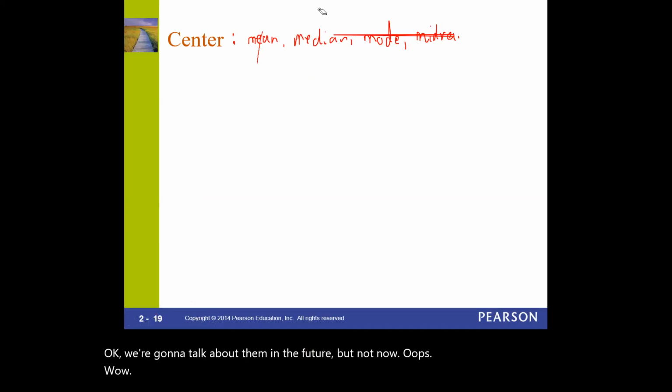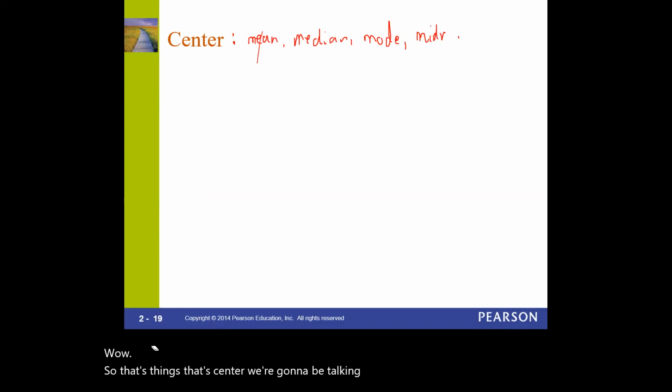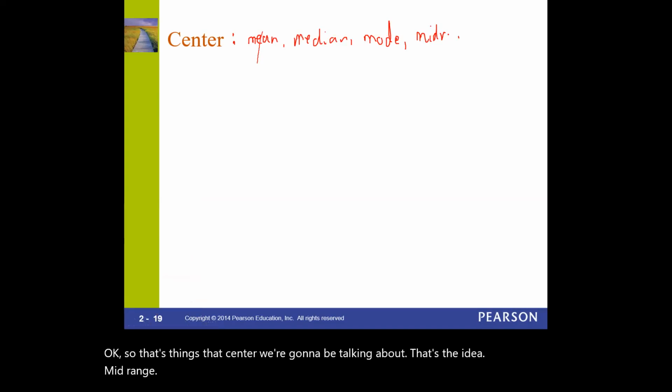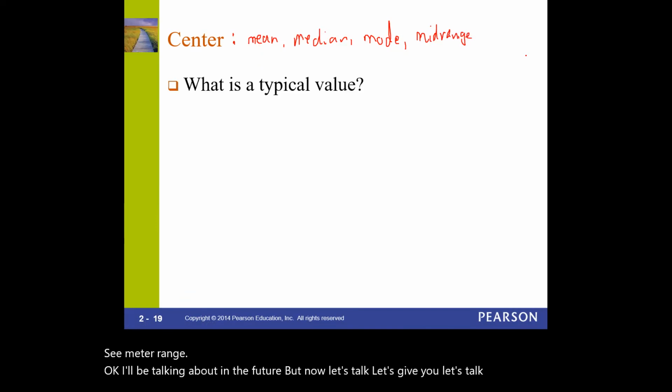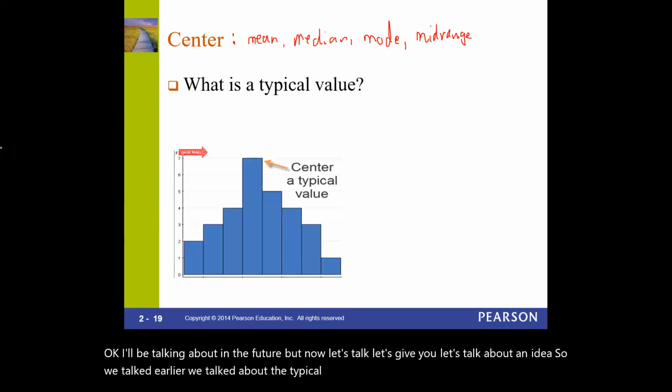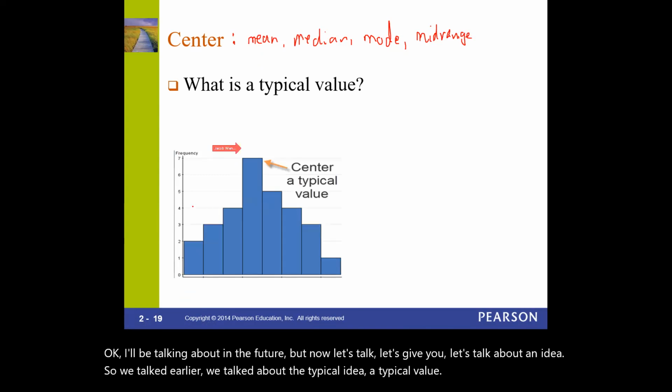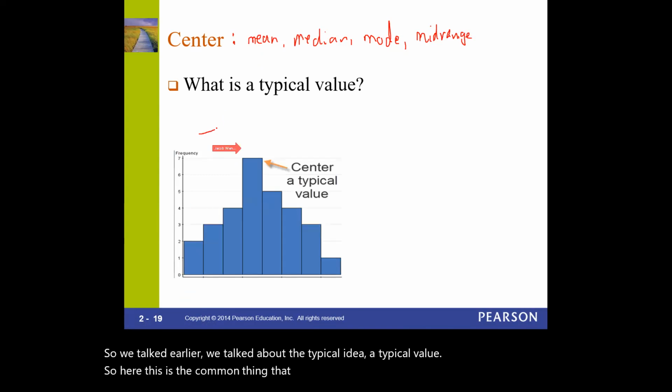So that's the center we're going to be talking about. The mid-range, I'll be talking about that in the future, but now let's talk about an idea. We talked earlier about the typical idea, a typical value. This is the common thing that we're talking about when we use the normal distribution.